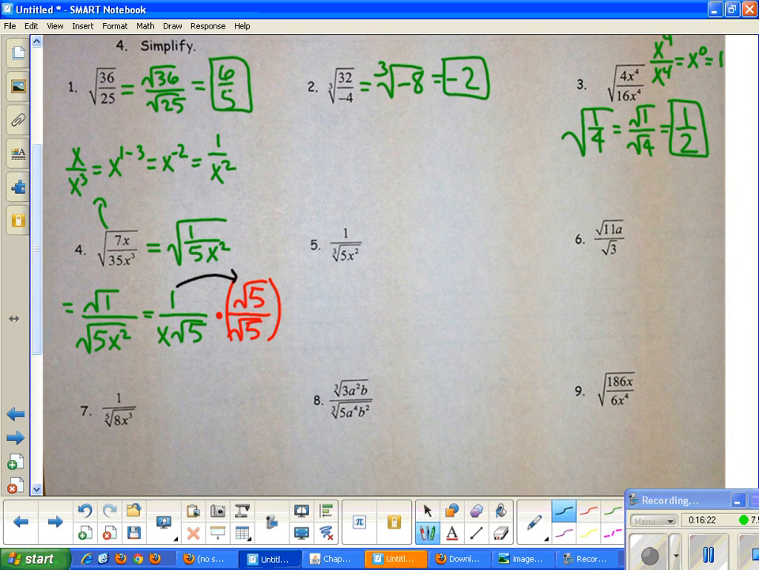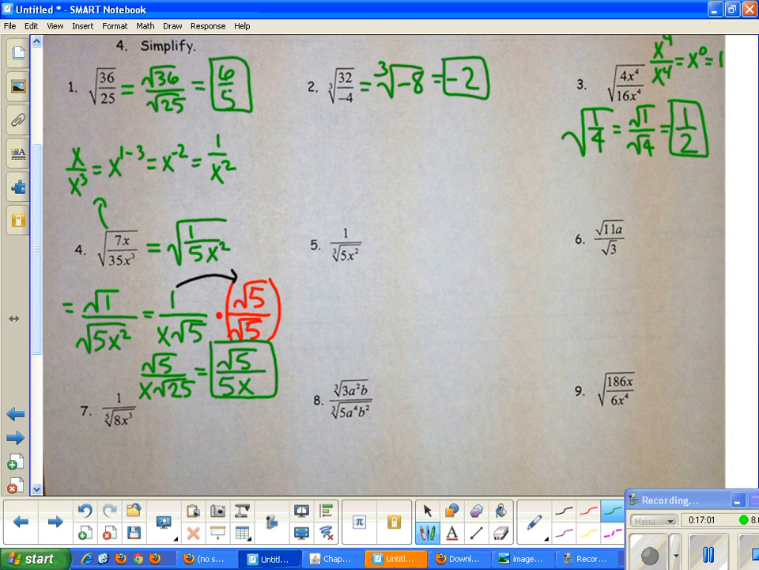So 1 times root 5 would just be root 5. Over, and then I get x, and then root 5 times root 5 becomes x times the square root of 5 times 5 is 25 because I have the same index. And notice that I did that on purpose because the square root of 25 is really 5. So I get root 5 over 5x. And now I have no decimals. I can't simplify anything further, and there's no radicals in my denominator and no fractions underneath my radical. So that's as simplified as I can get.